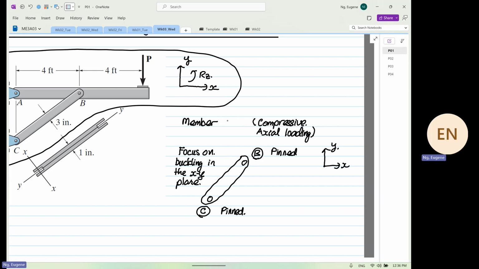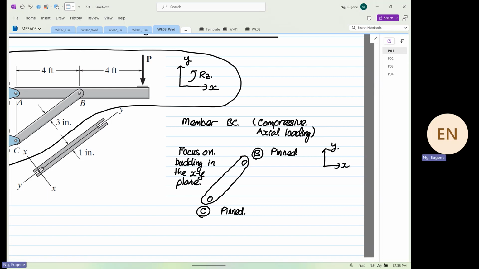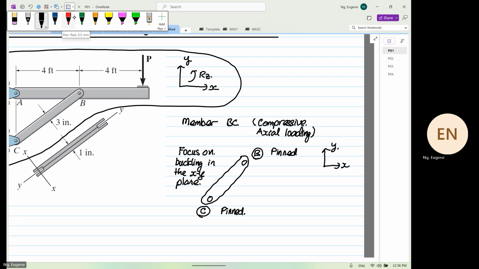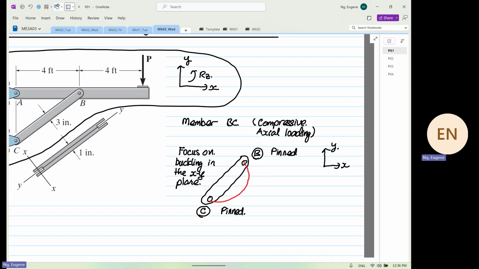I sincerely apologize. Can you change this to BC, please? Right? So if I'm going to sketch the deformation pattern due to buckling, it will likely look like this. Agree?